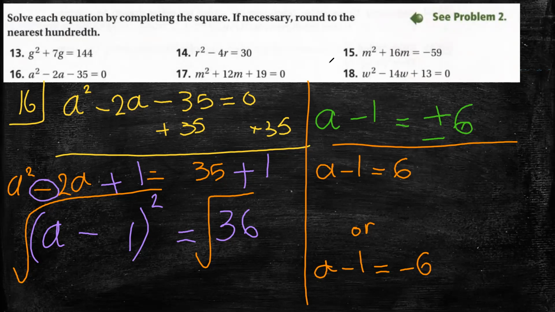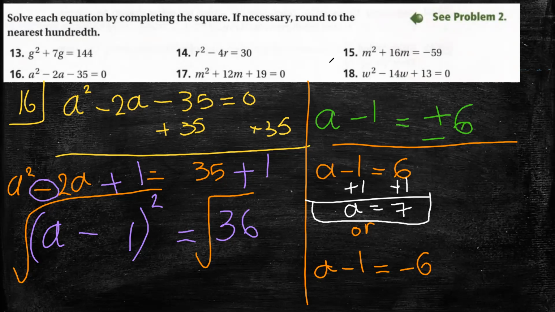Then a minus 1 equals 6. I want to isolate a. I want to find a only. What do I have to do? Plus 1, plus 1. So a is equal to 7. A equals 7 only.